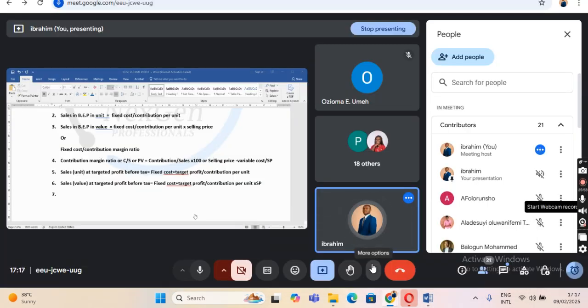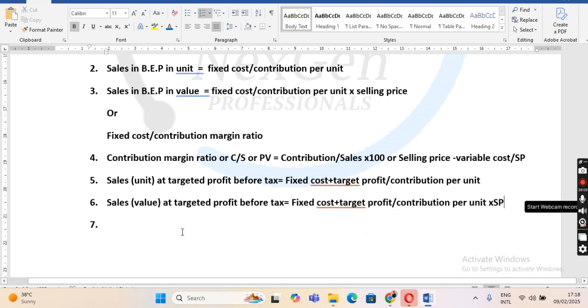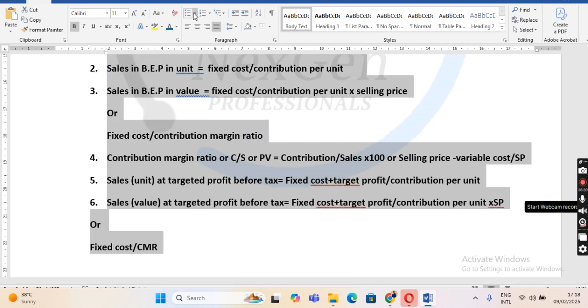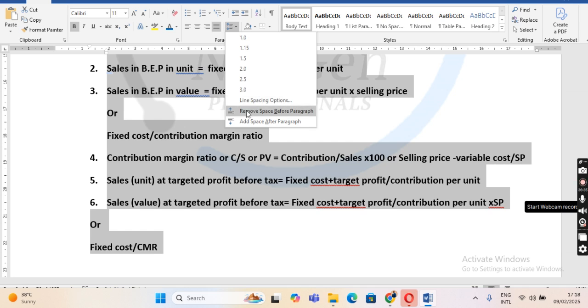So when you are to determine value, multiply by SP, or you divide by the contribution margin ratio. That is, fixed cost plus targeted profit divided by CMR. What is CMR, class? Contribution margin ratio. Chris, are you still with us?